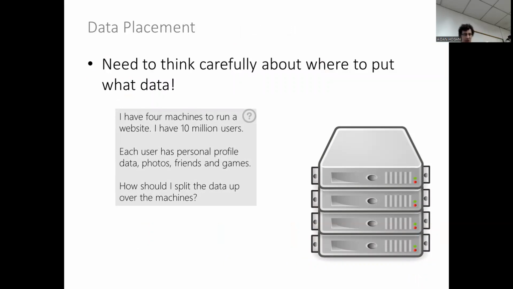So, another little exercise. I have 4 machines to run a website. I have 10 million users. I'm not that successful, only 10 million. Each user has personal profile data, photos, friends, and games. How should I split the data up over the machines? Any ideas?